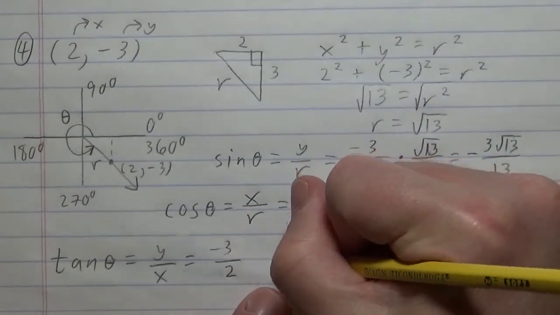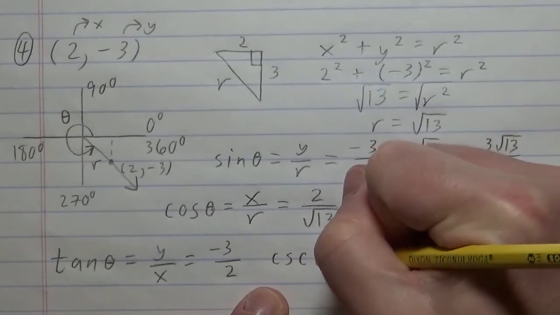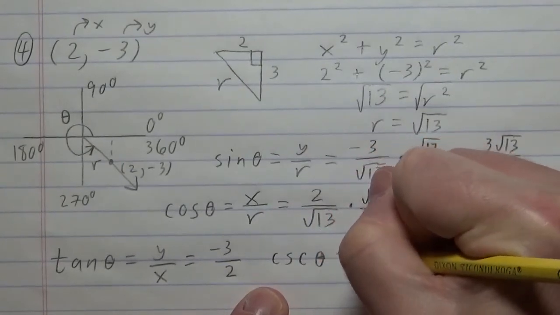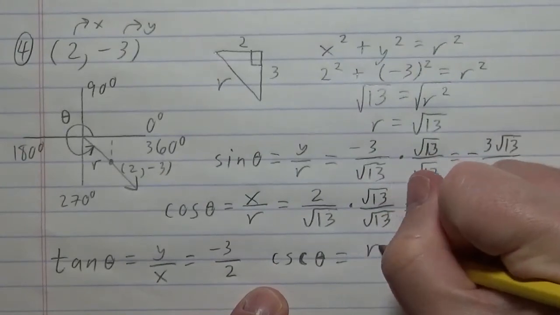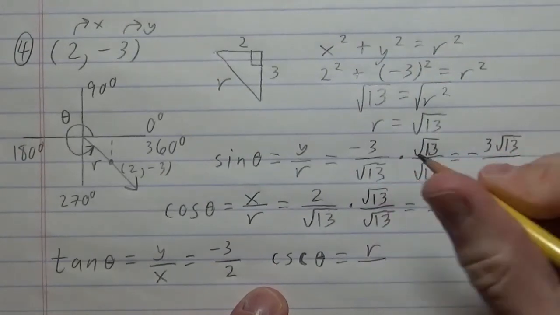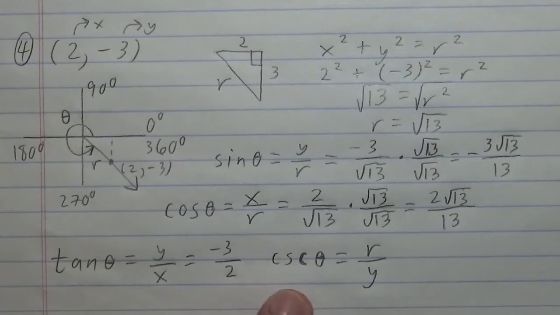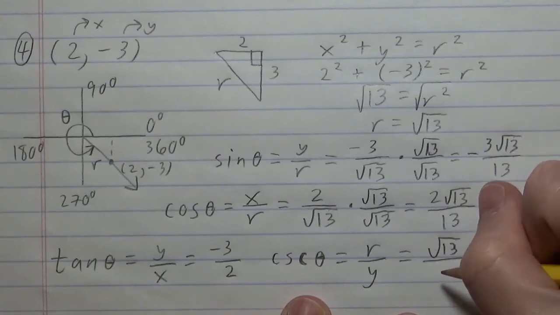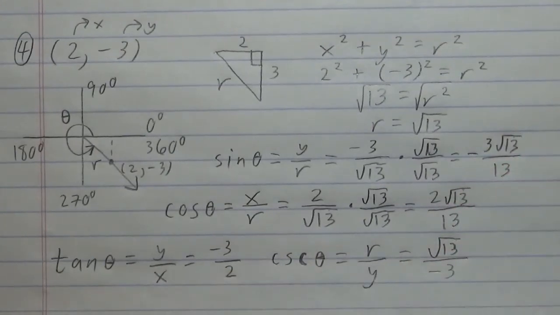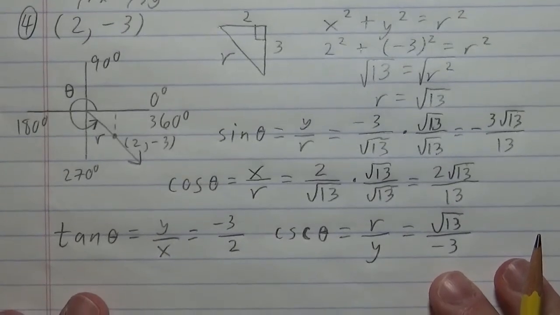The cosecant ratio is going to be the r distance over the y coordinate, which is root 13 over the y coordinate. And that's it. If you want to place the negative at another spot, that's fine, but we're not going to. Two more.